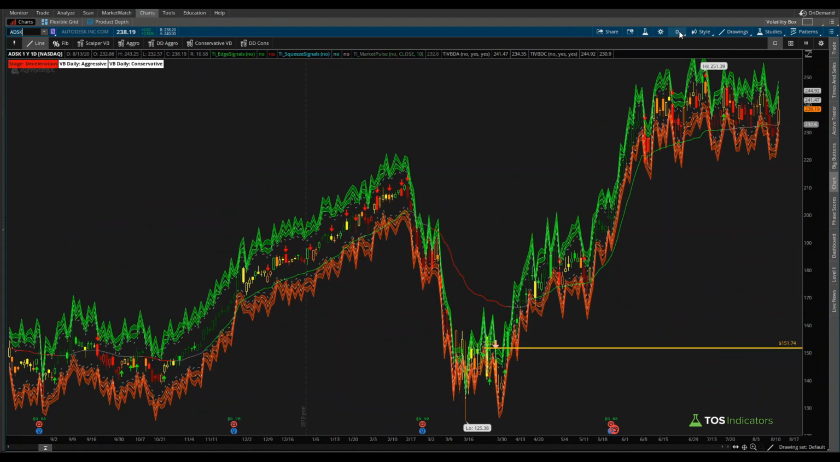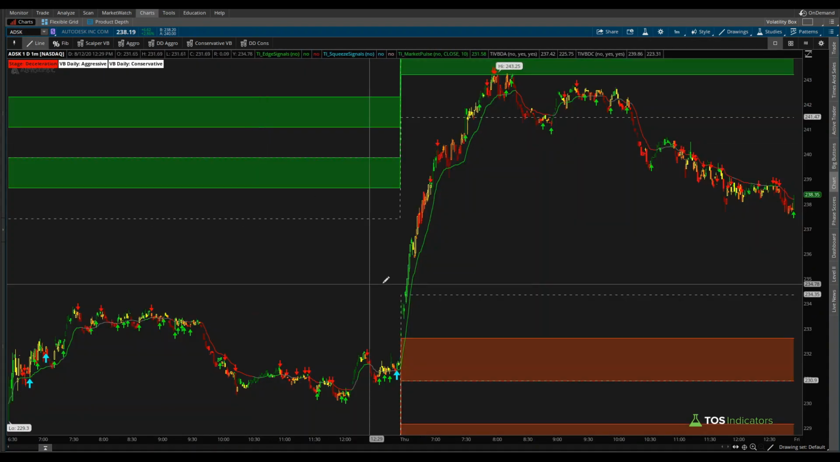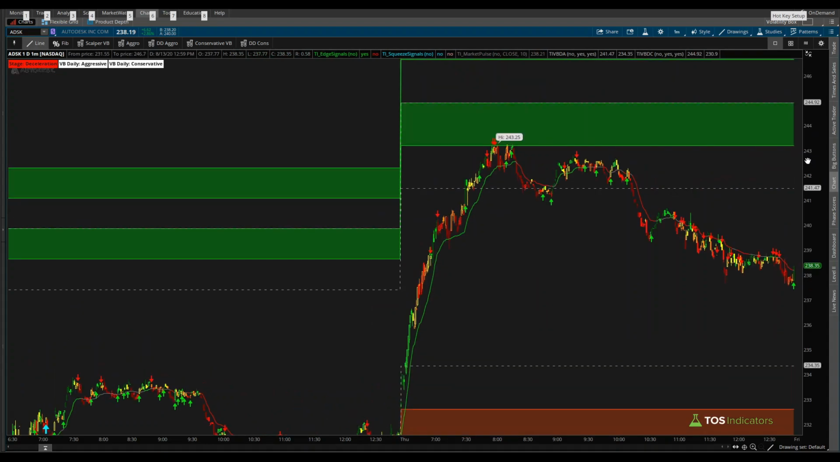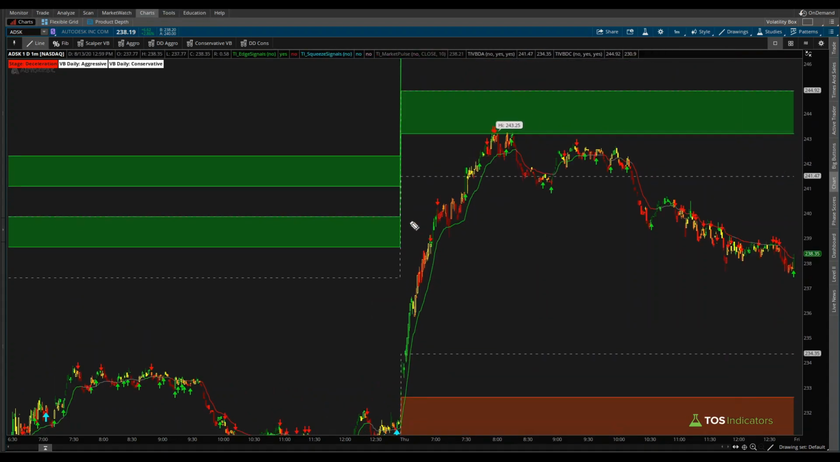So let's start off with Autodesk first. If we come into a 1 minute chart on Autodesk, we have both our aggressive and conservative clouds plotted here. We had the aggressive one, which triggered the trade. We had price action breach our volatility box edges. We're then looking for an edge signal. We had two, along with plenty of opportunity to get in.